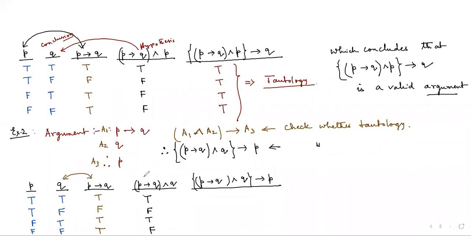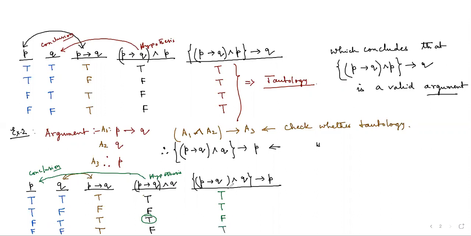Now, according to our argument, this has now become our hypothesis, and that has now become our conclusion. Let us try to check what is happening over here. Hypothesis is true and conclusion is also true. So this is true. Hypothesis is false. Conclusion is true. It is true. Hypothesis is true and conclusion is false. So that is false. Hypothesis is false. Conclusion is false. So this is true.